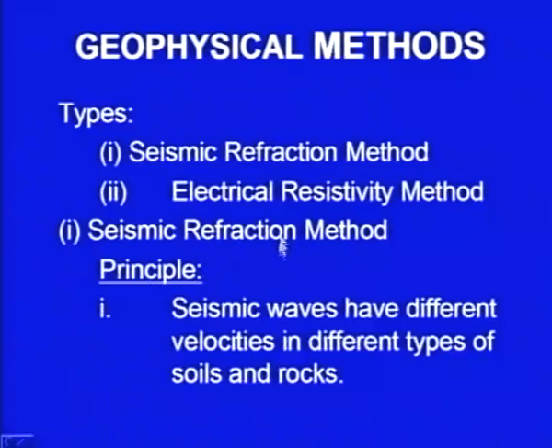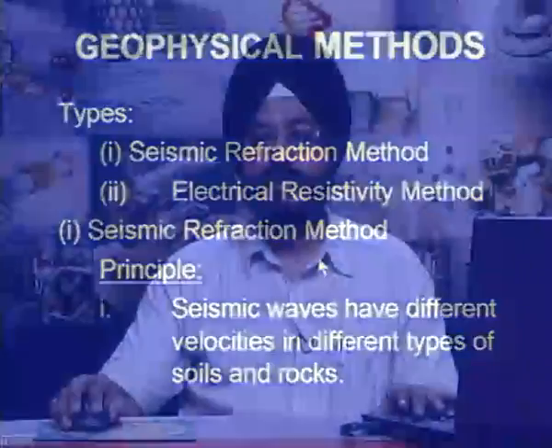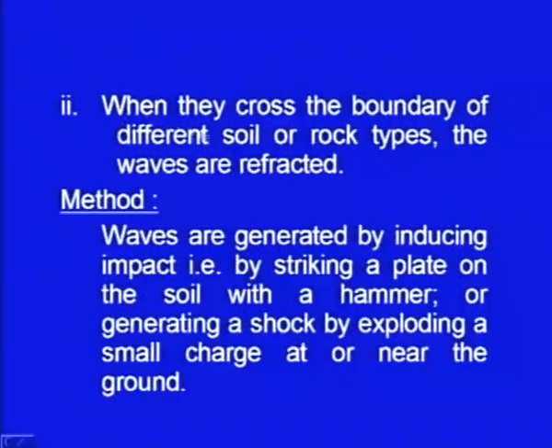The principle of this method is that seismic waves have different velocities in different types of soils and rock. So, if you are able to measure the velocity of a particular wave, then you can get an idea of the medium, that may be soil or rock, what kind of medium it is. The second principle is that when these waves cross the boundary of different soil or rock types, the waves are refracted. So, this is the property of the wave which is used by this method.